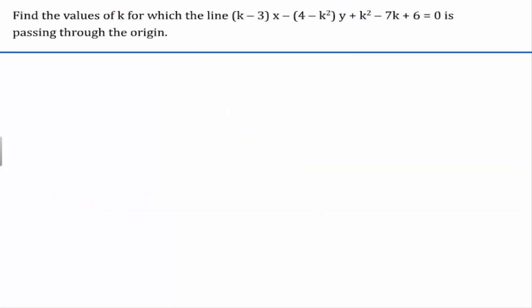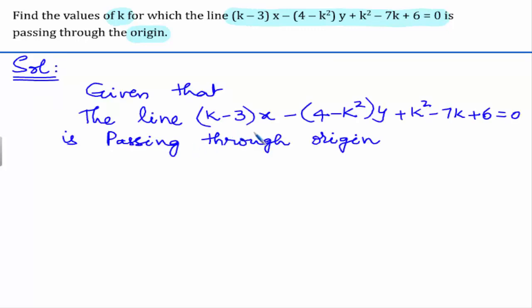In this question, the line is passing through the origin. Then we have to find out the value of k. Let us see the solution for this. It is given that the line (k minus 3) into x minus (4 minus k square) into y plus k square minus 7k plus 6 is equal to 0 is passing through the origin. That means we know the origin coordinates are 0, 0. That means x and y values will be 0. Let us substitute them into that.